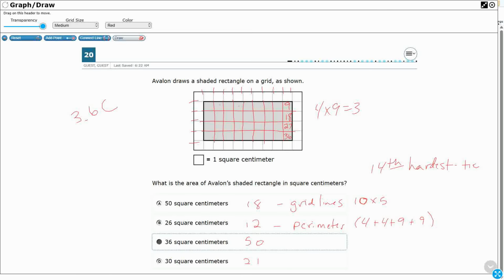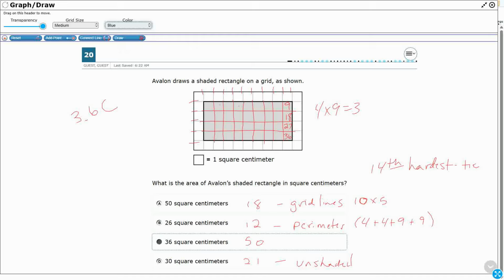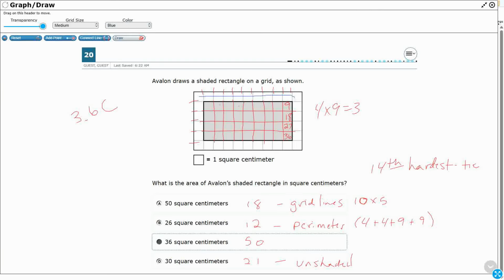And then our 30 is actually the unshaded. So if you count all of this right around here, that's actually 30. So they did a lot of counting, and they weren't necessarily picking up on this word shaded. So extra exposure to when it has grid lines.